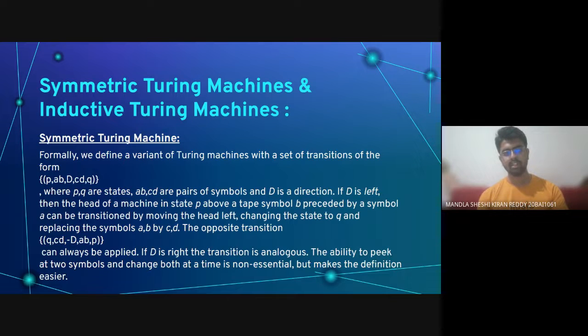So here, if the direction is left, then the head of a machine, which is the processor, in the current state P above a tape symbol B preceded by a symbol A, can transition by moving the head left, changing the state to Q and the pair of symbols from AB to CD. This happens vice versa when the direction is right. The ability to peek at two symbols and change both at a time is non-essential but makes the direction easier.